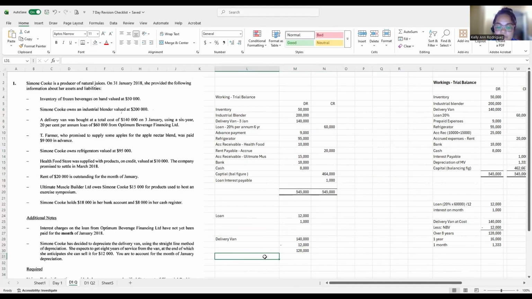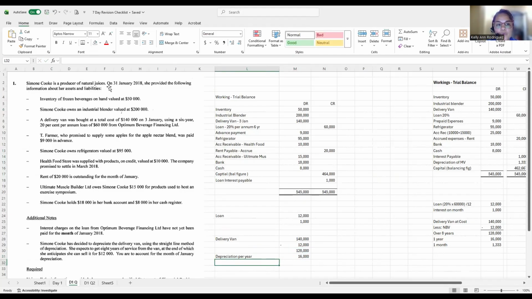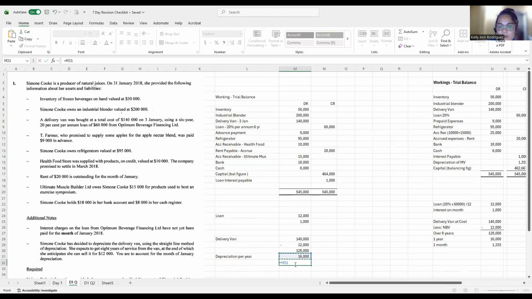So how much will be per year? Depreciation per year will be 128 divided by the 8 years to know how much is going to be for each year, right? So that's 16,000 a year. But we're only doing it for a month. The vehicle was bought on the 3rd of January, and the financial statements are for the 31st of January. So let's divide it by 12 months to get the depreciation for 1 month. And in that case, it's 1,333 rounding off.